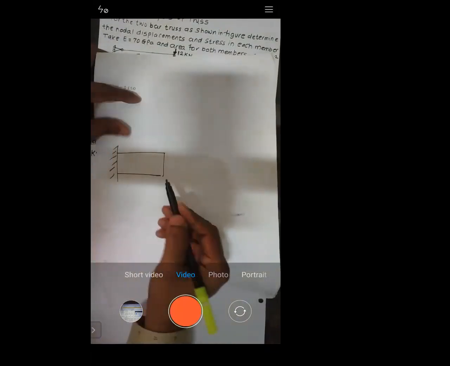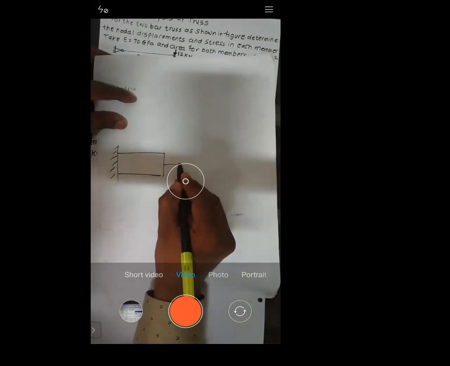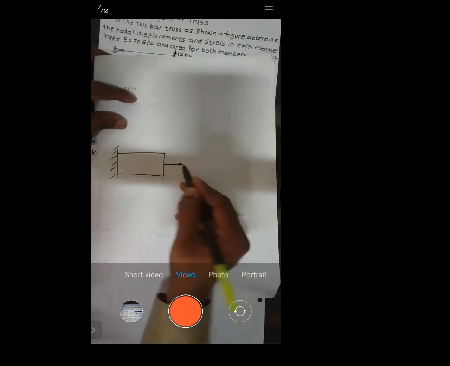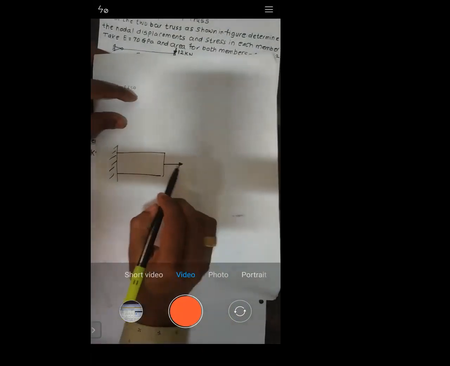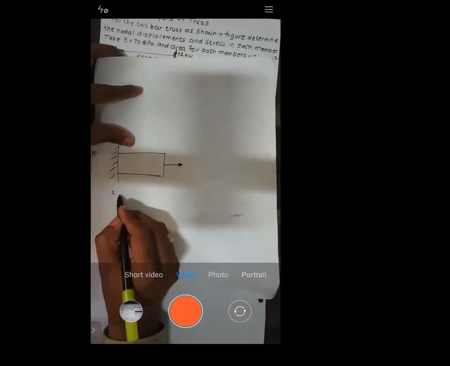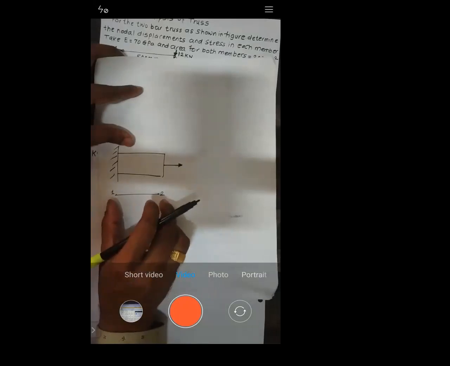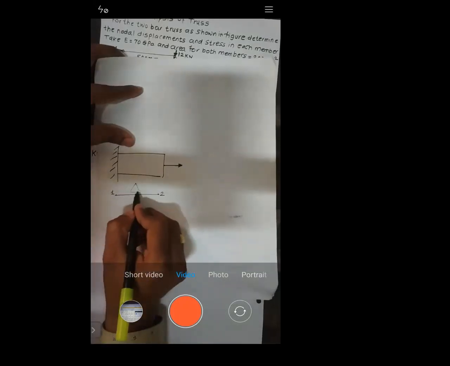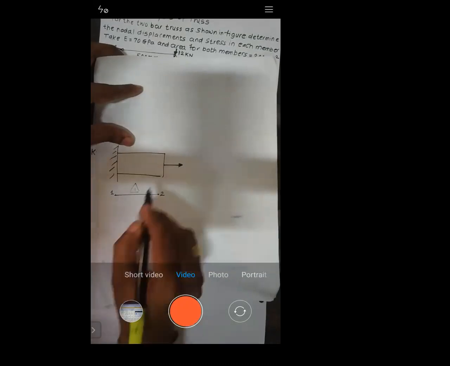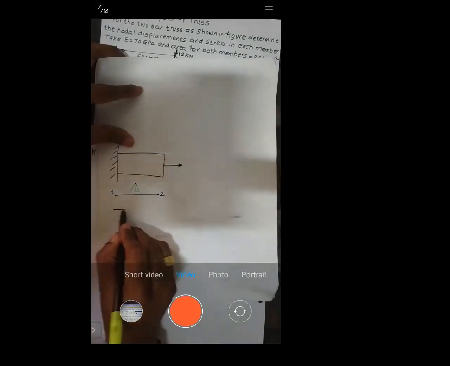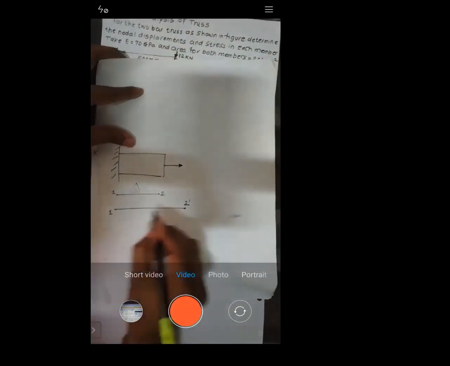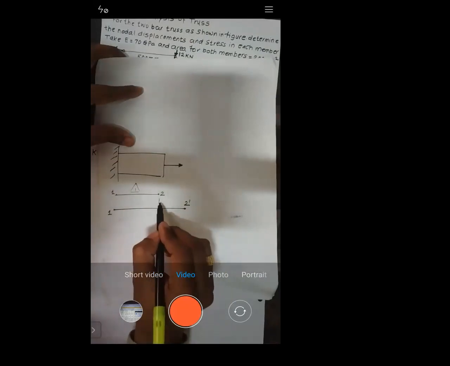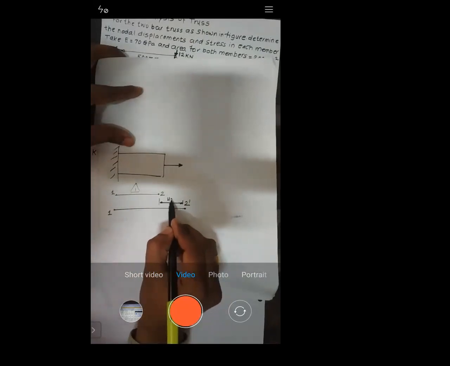Let's consider this bar. When you apply the axial load in x direction, it will move only in the x direction. So if this is node number 1 and this is node number 2, let's consider this the initial diagram: node 1, node 2, and a single element, element number 1. When you apply this force, node 1 will remain there, but node 2 gets displaced. This is the new position of node 2. Whatever the difference you have here, you call this the displacement at node 2.